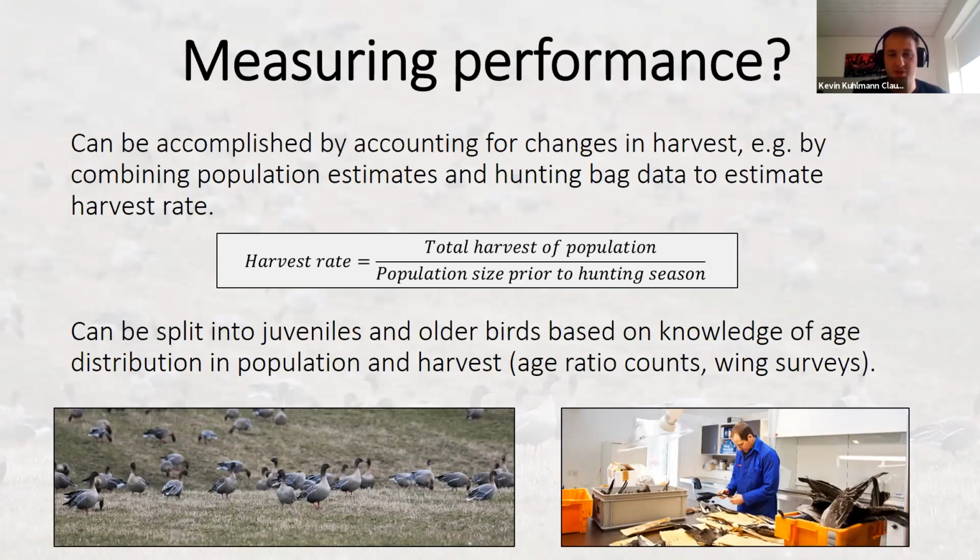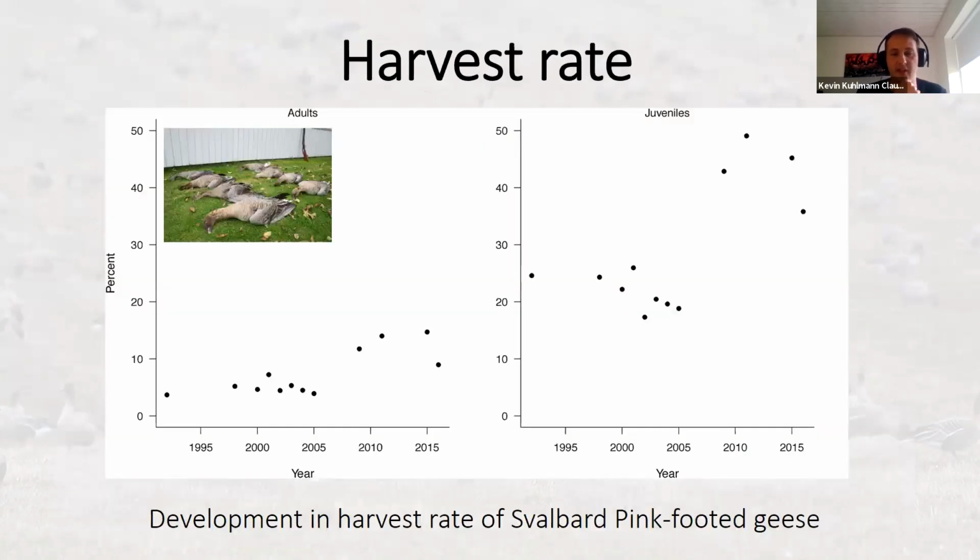If you have H ratios, both from the field and from the bag, that could be H ratio counts, and it could be from wing survey data, as is the case in Denmark, then you can actually split the harvest rate into juvenile and older birds. Fortunately, for the pink-footed geese, we have such data available, so we can actually calculate the harvest rate, and that's what's been done here. This shows the development in harvest rate from the mid-90s up until the most recent data, for adults on the left and juveniles on the right.